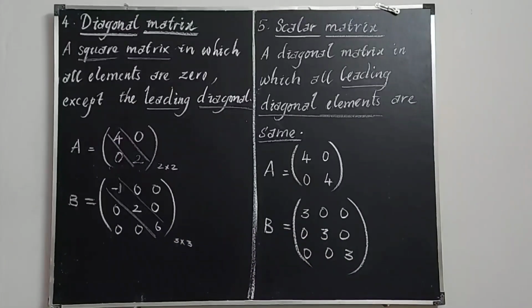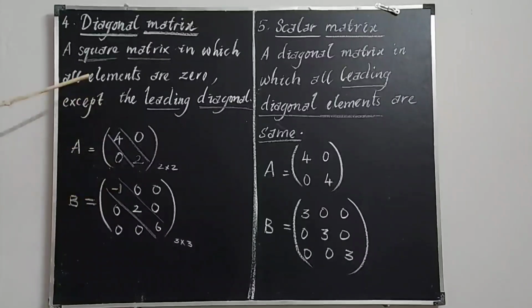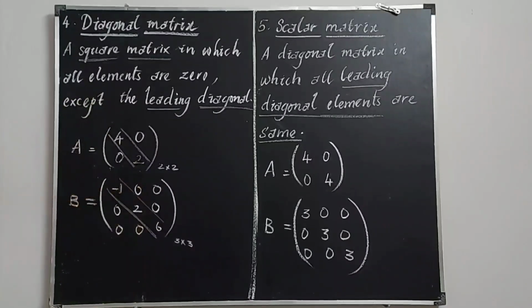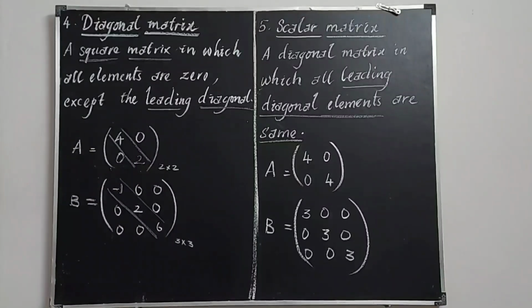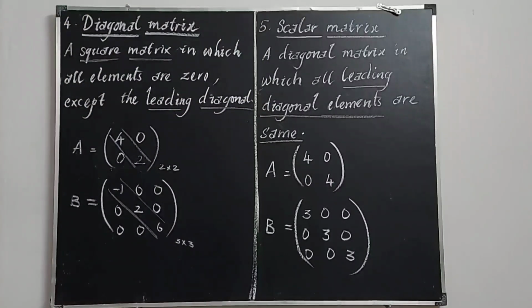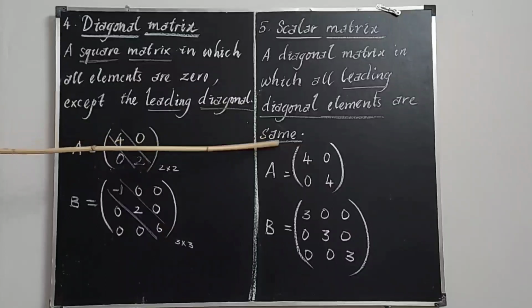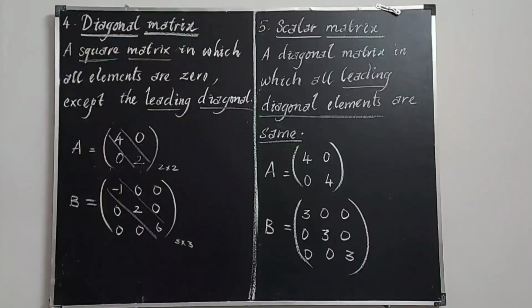Do you understand that? Which matrix can become a diagonal matrix? A square matrix can become a diagonal matrix when it has entries along the leading diagonal, others are 0. And which matrix becomes a scalar matrix? A diagonal matrix which has the leading diagonal elements same. Then it becomes a scalar matrix.